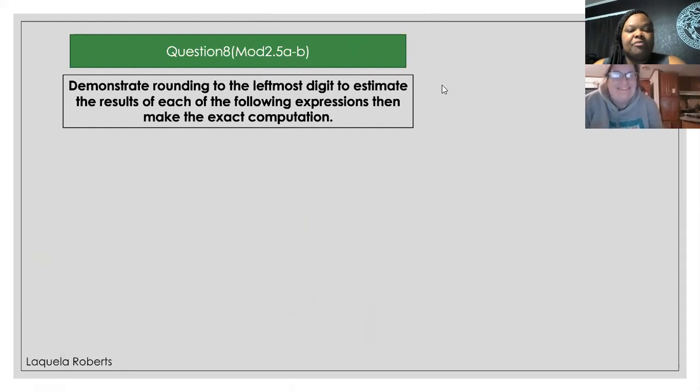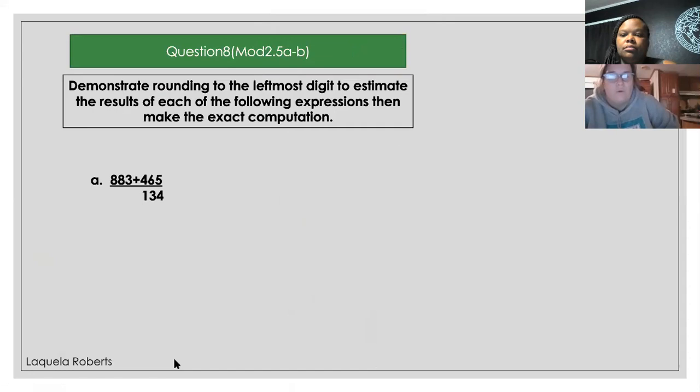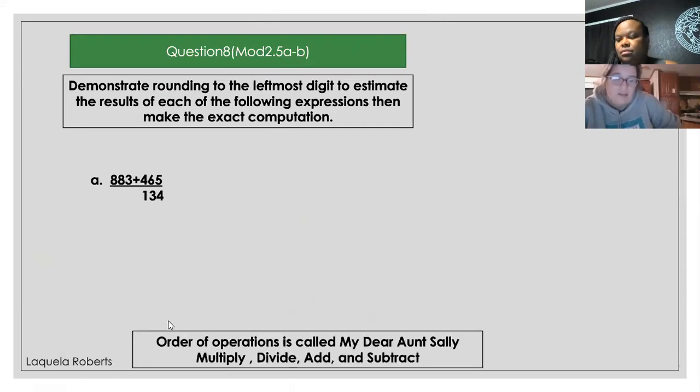Demonstrate rounding to the leftmost digit to estimate the results of each of the following expressions, then make the exact computation. So our problem is 883 plus 465 over 134. We're going to do order of operations. So it starts with my dear Aunt Sally. Multiply, divide, add, and subtract.